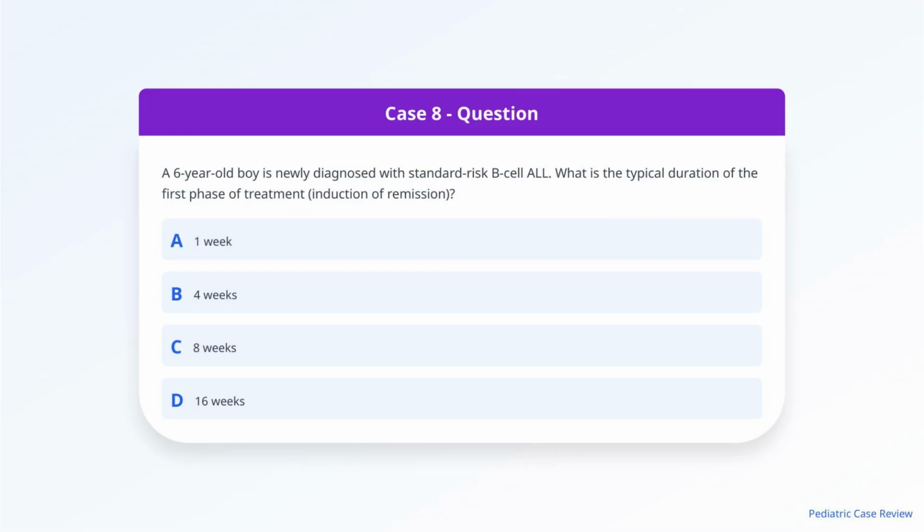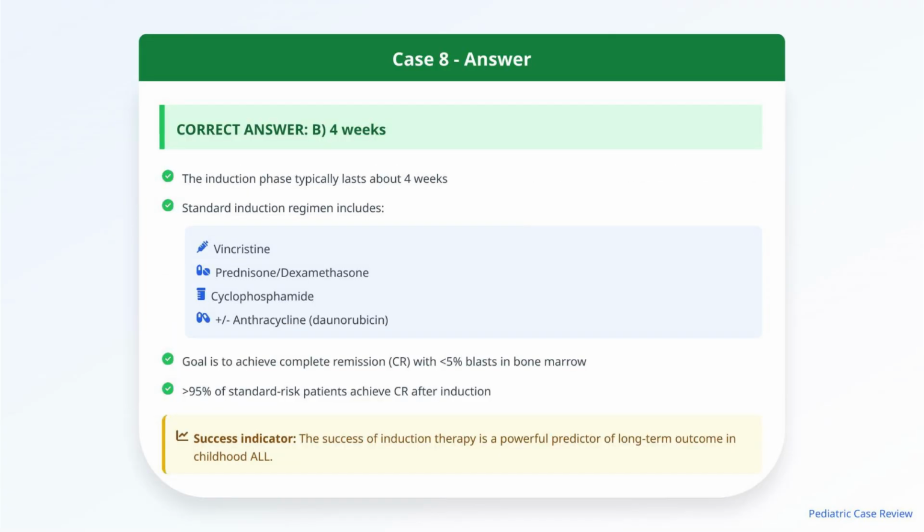A 6-year-old boy is newly diagnosed with standard-risk B-cell acute lymphoblastic leukemia. What is the typical duration of the first phase of treatment, known as induction of remission? A. 1 week. B. 4 weeks. C. 8 weeks. D. 16 weeks. The correct answer is B.